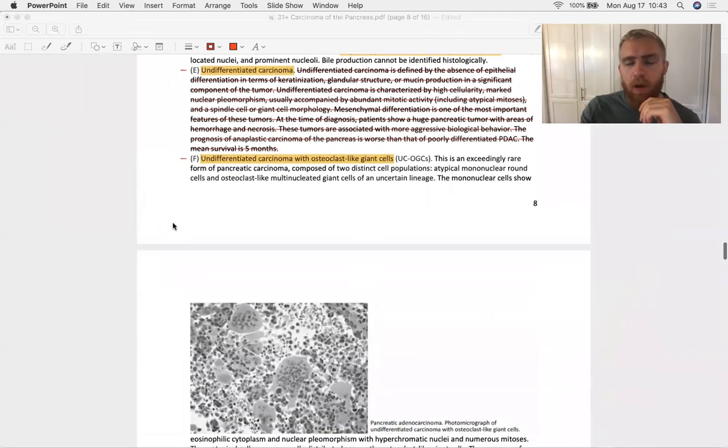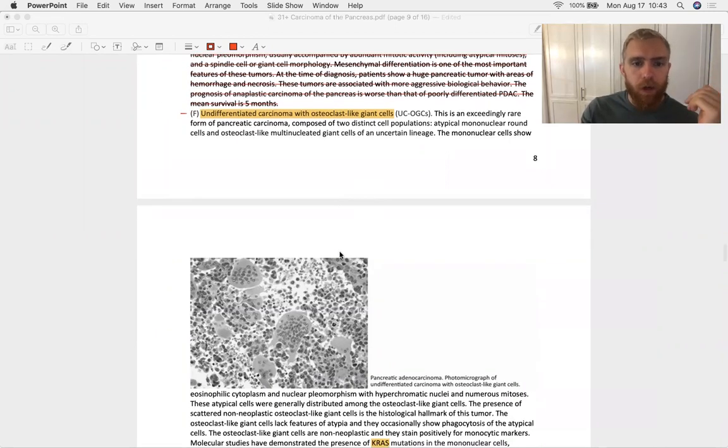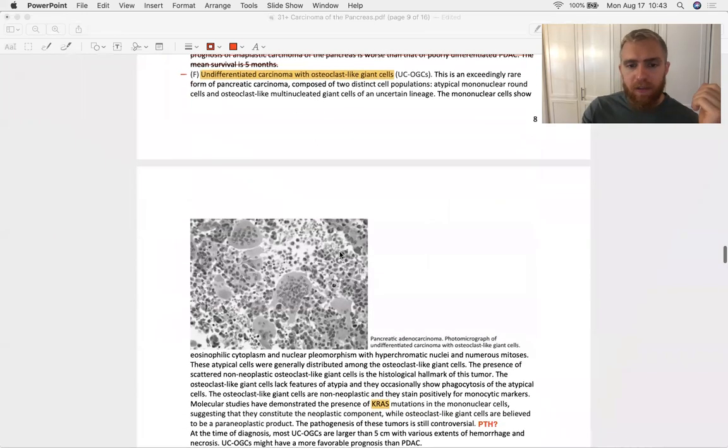Undifferentiated carcinoma. This is going to be a just look at it and make the call. Does it look like anything? No, not really. Okay, undifferentiated. And then you have an undifferentiated with osteoclast-like giant cells.